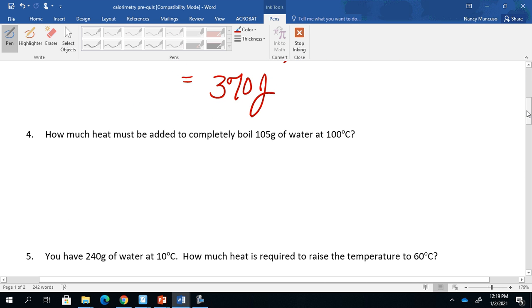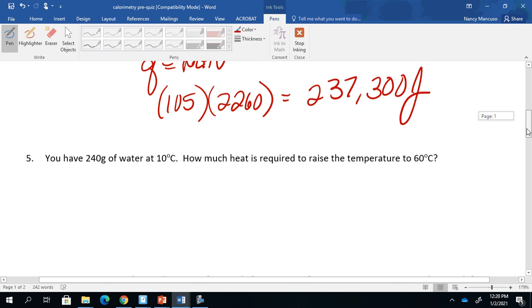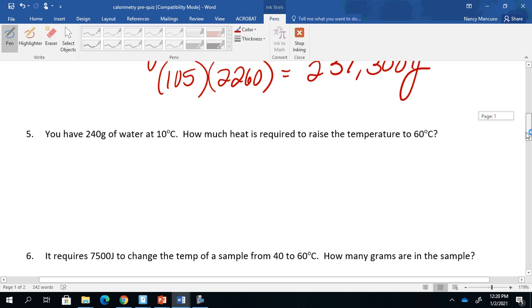Next question, how much heat must be added to completely boil 105 grams of water? So boiling is Q equals mHv. If I'm boiling, it's vaporization. The mass is 105 and Hv for water is 2260. I'm looking right on the front page of my reference tables for that. So 2260 times 105 is equal to 237,300 joules. So it takes a lot of heat to change that into a gas because you got to break all those attractions between the molecules.